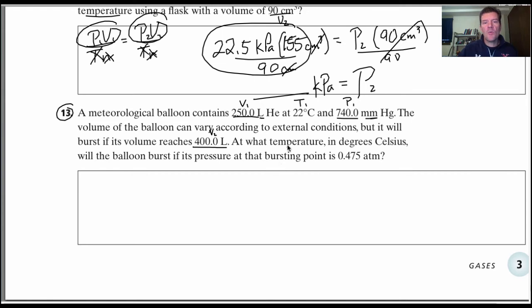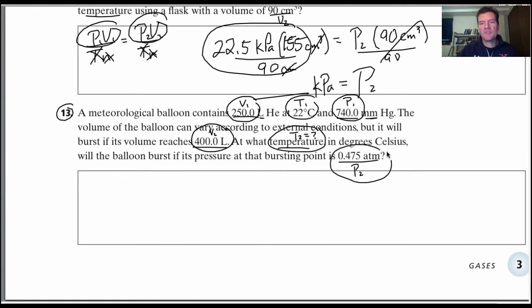At what temperature? This is the temperature that we want to probably find here. There's a question: in degrees Celsius, will the balloon burst if its pressure at that bursting point is 0.475 atmospheres? Here's the second pressure. So we have a volume 1, a temperature 1, a pressure 1, and then we have a volume 2 and temperature 2 that we need to find, and a pressure 2. It doesn't say anything about changing the number of particles. It's in a balloon. You're not adding or taking away more particles. So n, you don't have to worry about n.